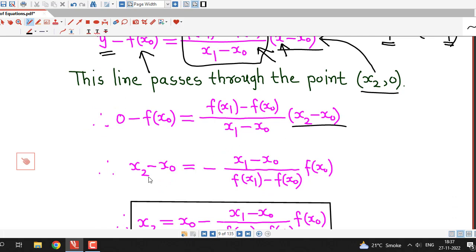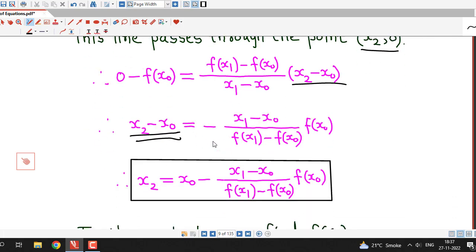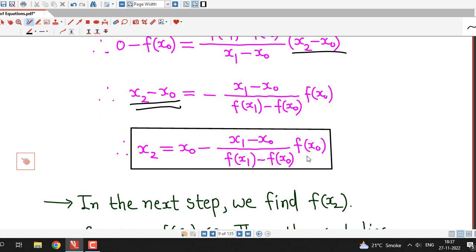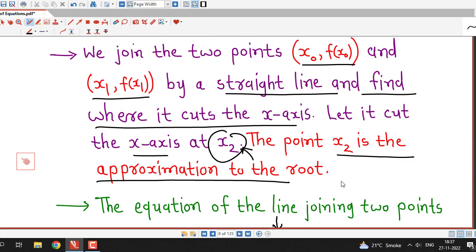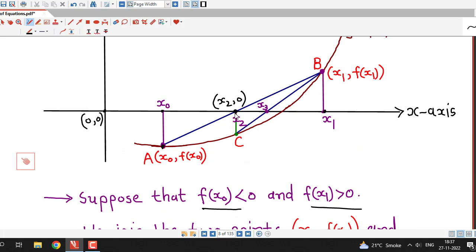We first write down the formula for x2 minus x0, and then we write down the formula for x2. In the next step we find f(x2). Suppose f(x2) is negative, then the root lies between x2 and x1. So that I have shown here. We find the value of the function at point x2, and suppose f(x2) is negative, then we have the root between these 2 points x2 and x1. Because f(x0) is negative and f(x2) is also negative, we discard this part. The root cannot lie in this interval. Now the root lies between x2 and x1.